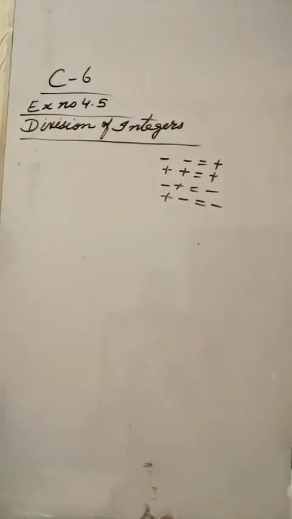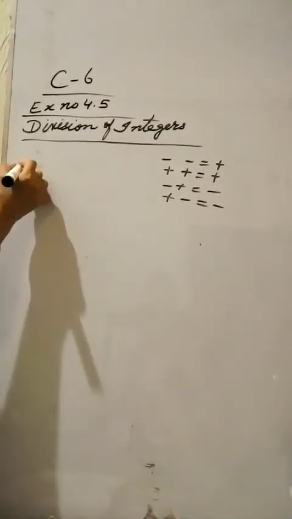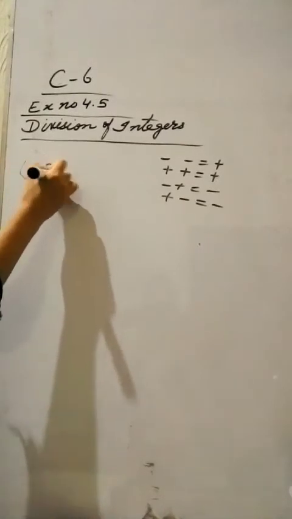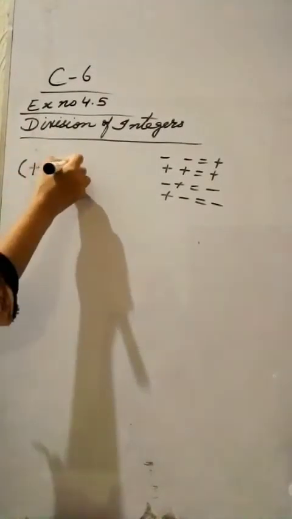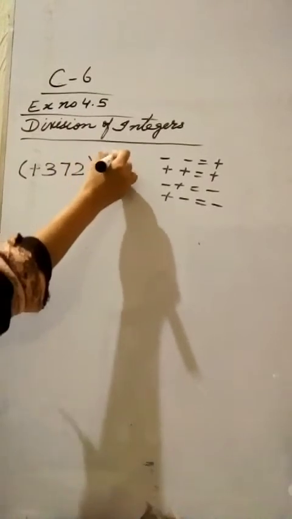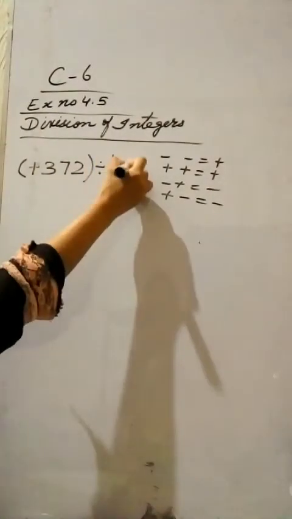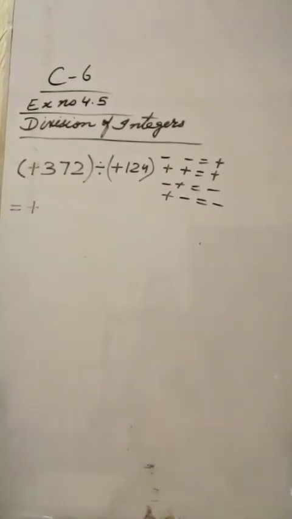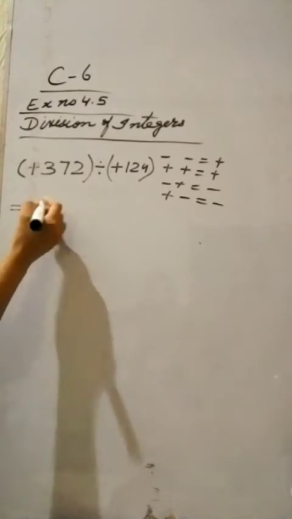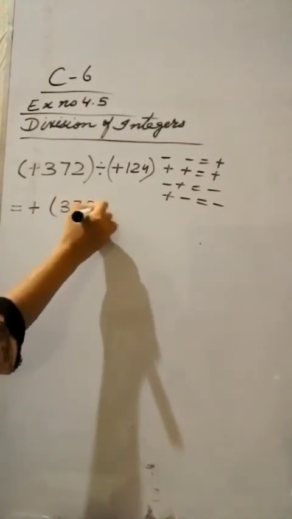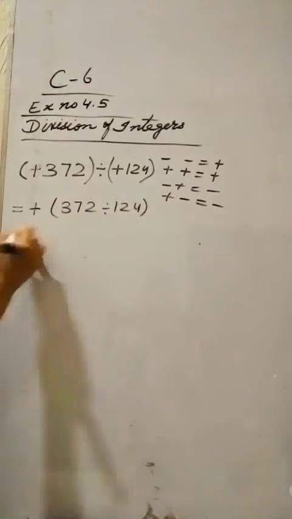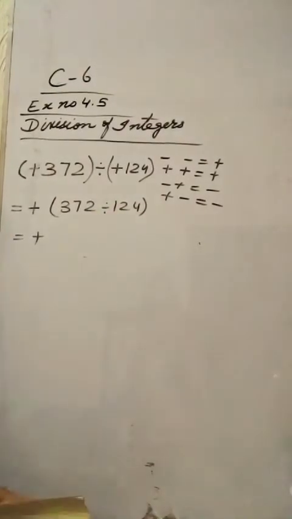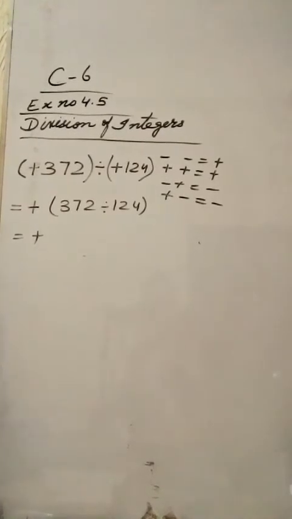And the other question is plus 372 divided by plus 124. So first step, plus plus plus. Solve the sign first. Then write your numbers in the bracket, because both are relative. We need a single sign with the answer. That's why we need to solve the sign first.